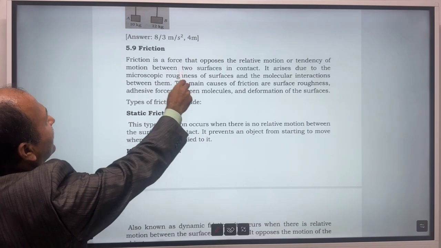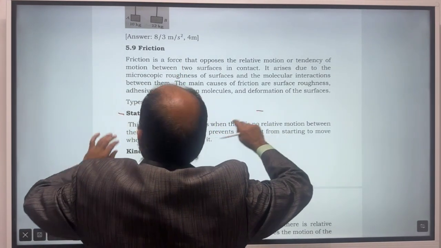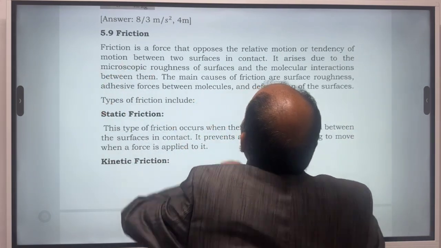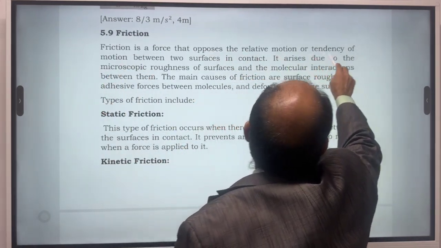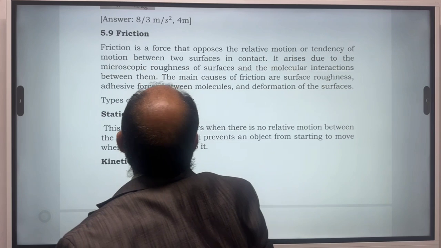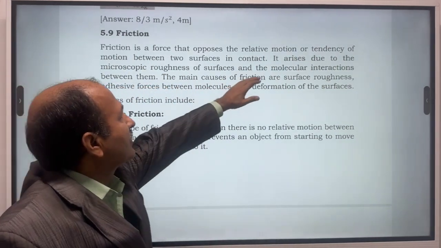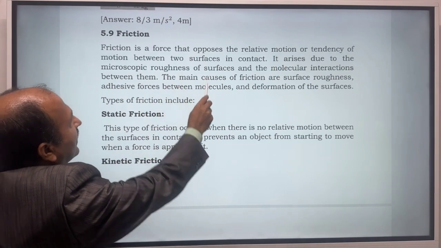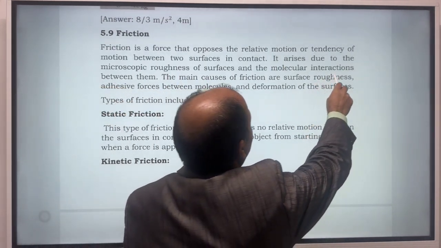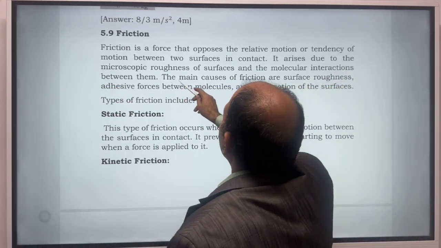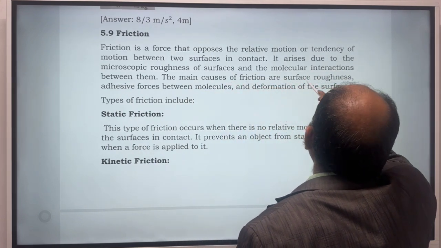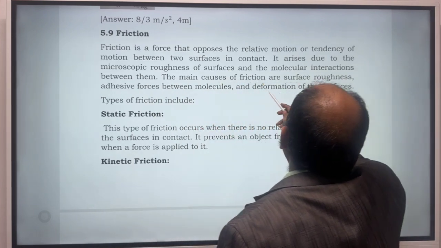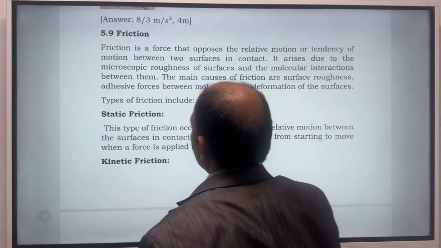So let's see the definition. Friction is a force that opposes the relative motion or tendency of motion between two surfaces in contact. It arises due to the microscopic roughness of surfaces and the molecular interactions between them. The main causes of friction are surface roughness, adhesive forces between molecules, and the deformation of the surfaces.